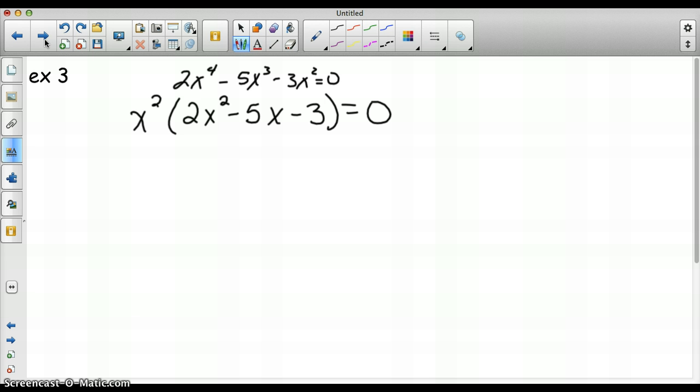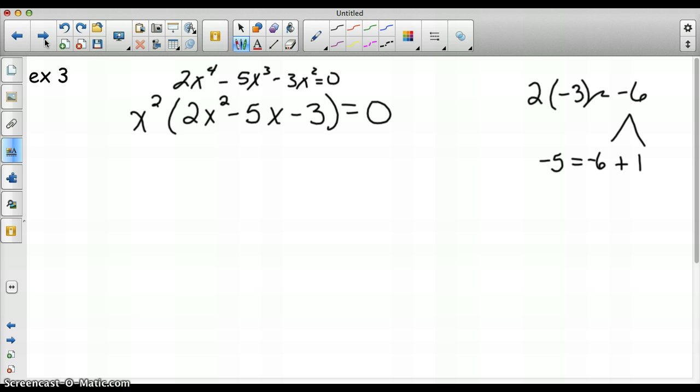Now, what we want to know is if I take 2 times negative 3, and then I take the factors of negative 6, are there any factors that I could add together to get negative 5? So again, 2 times negative 3 equals negative 6. We want to look for factors of negative 6 that, when we add them together, we get negative 5. So what we know is that negative 6 plus a positive 1 gives us negative 5.